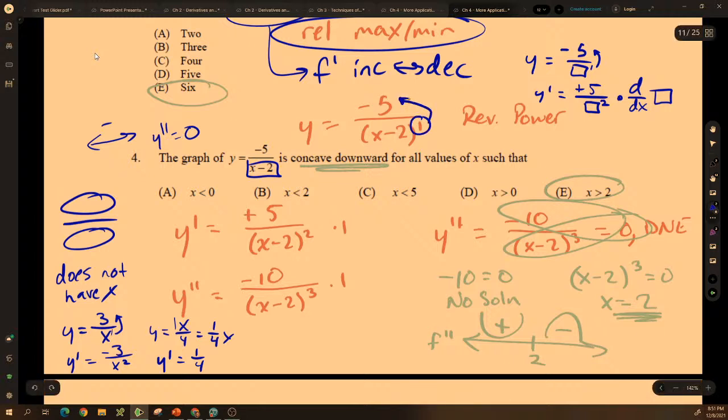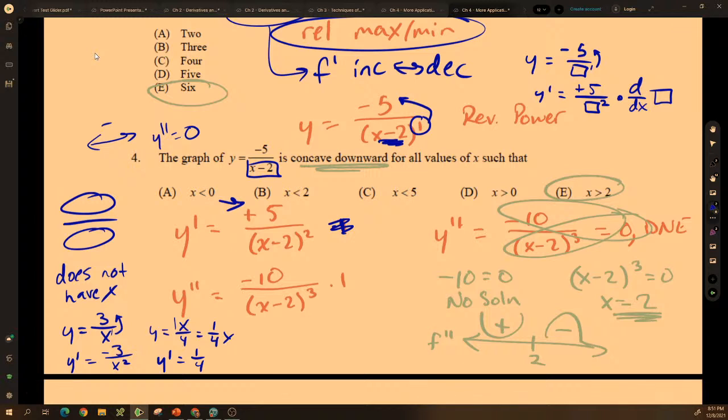I'm going to multiply up. 1 times negative 5 is positive 5. And then over x minus 2 squared. And then this times 1 is just because that's times the derivative inside. Now it goes away, like we don't really need to write times 1, but I'm just showing it.